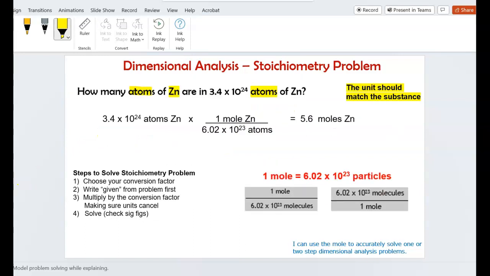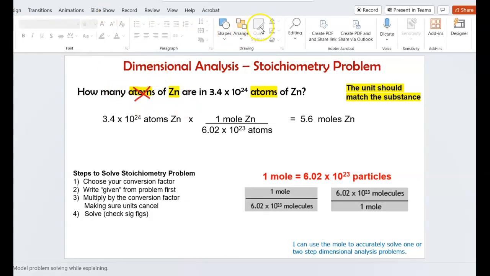So in the second question, it is zinc. Those are atoms. So I'm going to say how many atoms of zinc are in 3.4 times 10 to the 24th. That should say moles. Let me fix that. How many moles of zinc are in 3.4 times 10 to the 24th atoms of zinc?